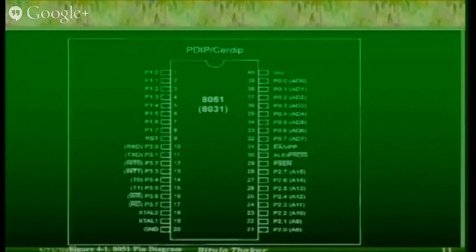So as you can see from this pin diagram, it is basically a 40 pin microcontroller. ठीक है. पिन डायग्राम इज वेरी इंपॉर्टेंट. When I say very important, it doesn't mean only from the exam point of view. मतलब एग्जाम में आएगा.